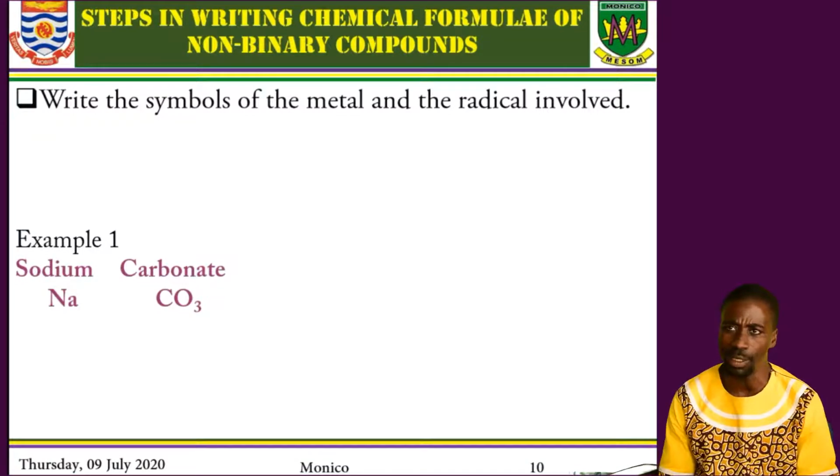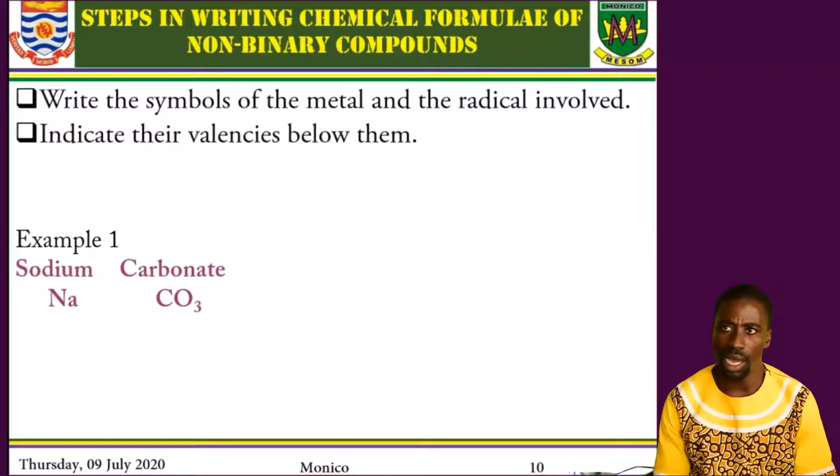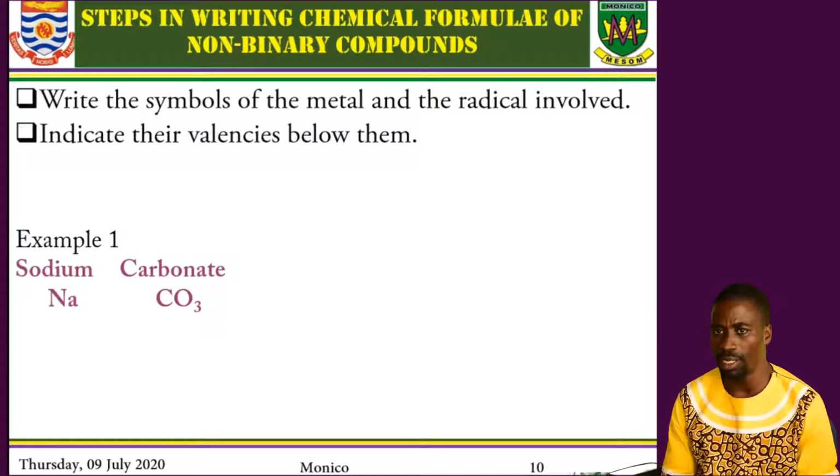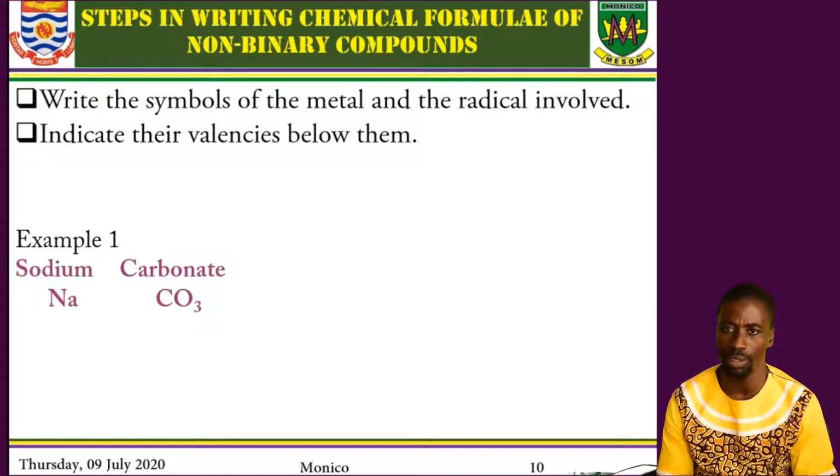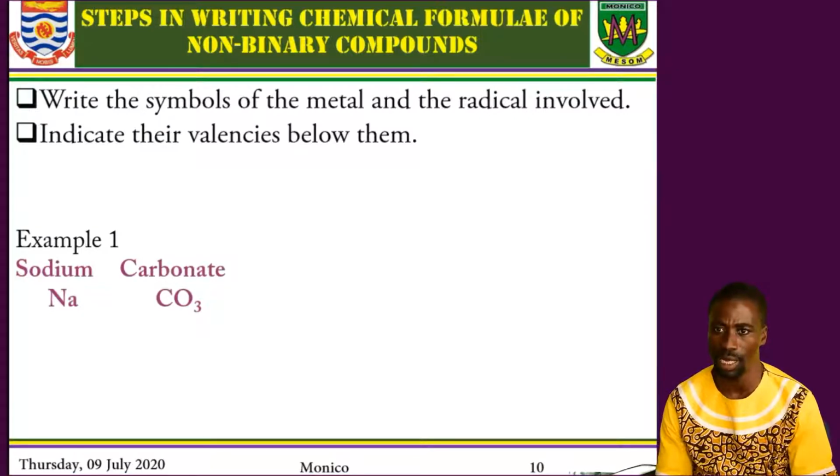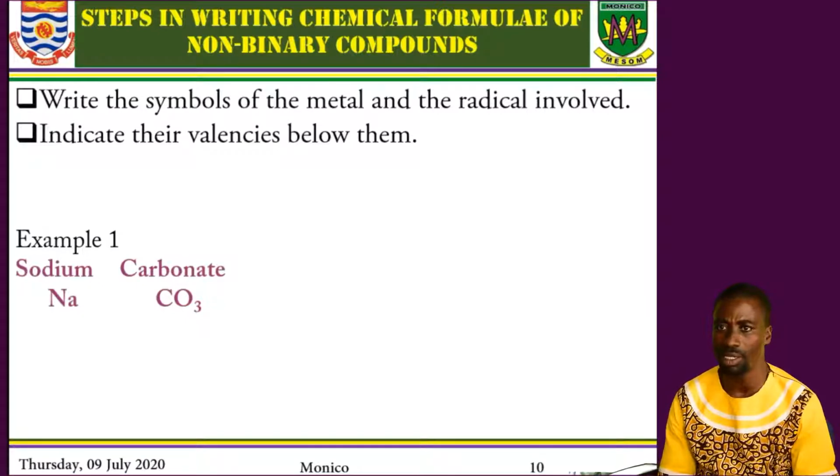Then the next step is to indicate the valences below them. By now, the valency of sodium is very simple, so you easily write it as 1. Then how do we know the valency of the carbonate compound? How do we know? I want to put that before you, if you can tell us.